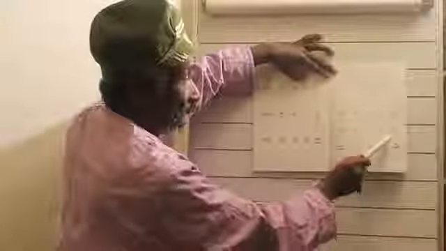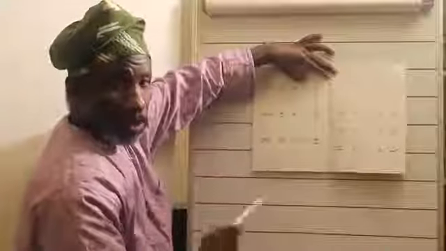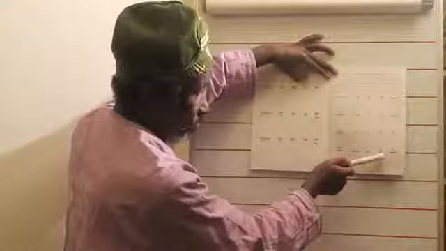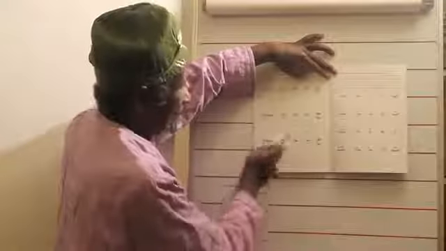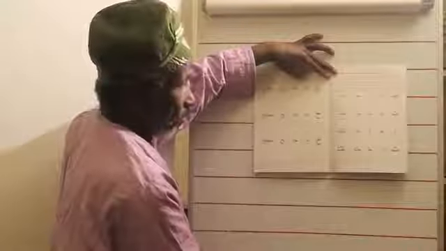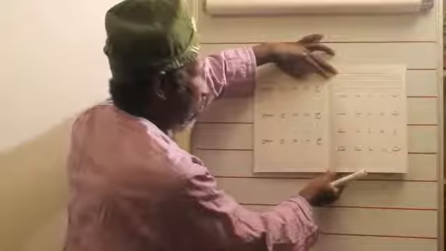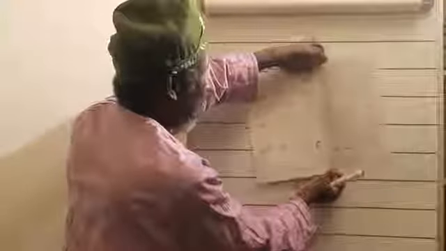Ba, ta marbuta, which I will explain to you in a second exactly what the meaning of ta marbuta is, fa, jim, ha, and kha. Now, if I may just put the book down for one second and explain the hand movement. Ba, isolated.